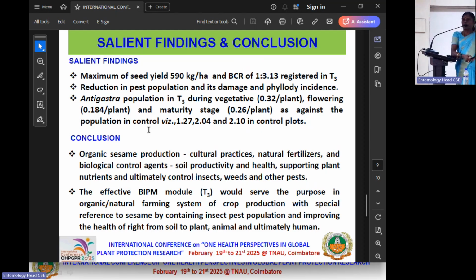So the effective BIPM module would serve the purpose in organic or natural farming system of crop production with a special reference to sesame by containing the insect pest population and improving the health of right from the soil to plant, animal, finally the human being.